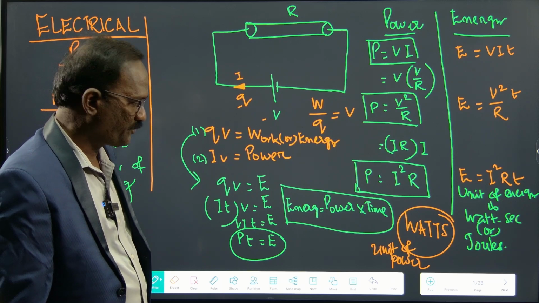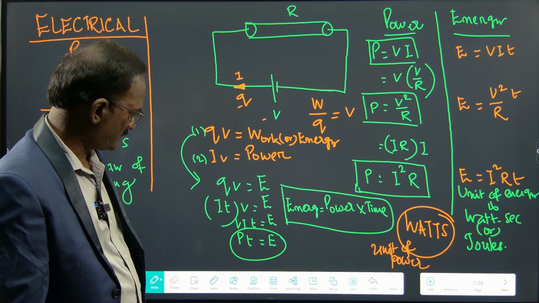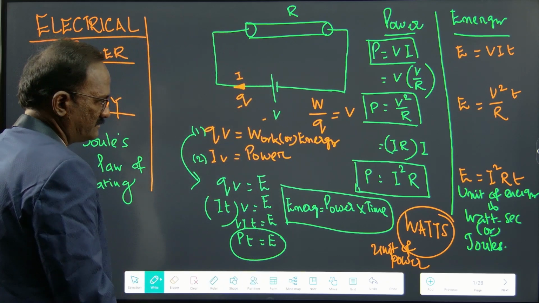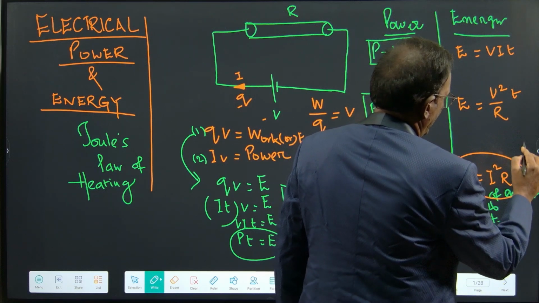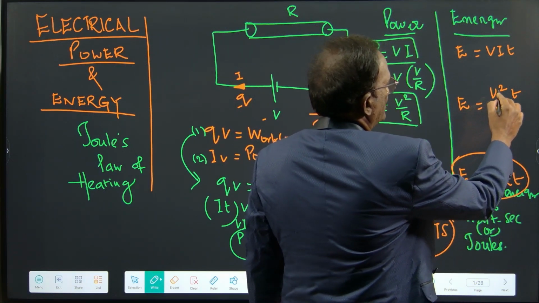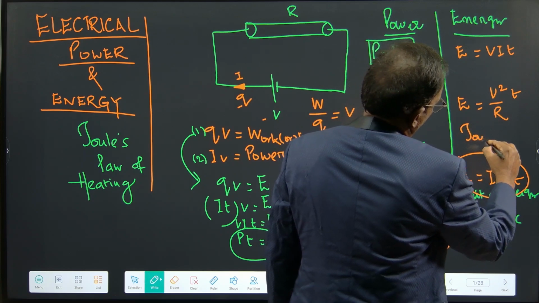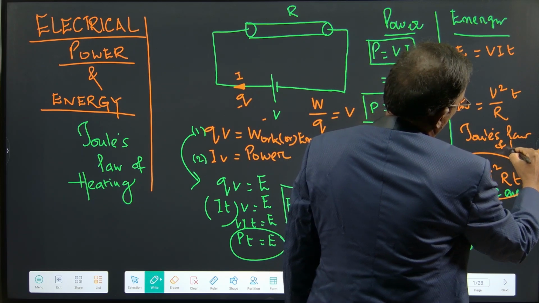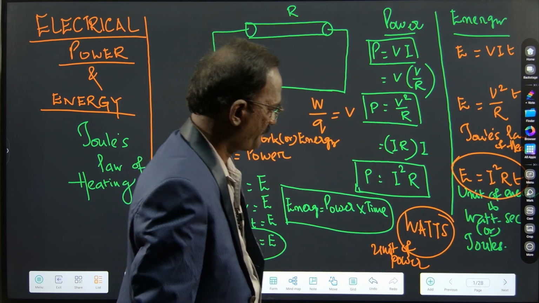So let us take few problems and understand how they are done, right? So this is Joule's law of heating. E is equal to I square RT, E is equal to V square by RT. This is Joule's law of heating.